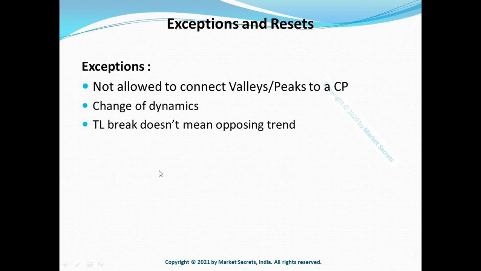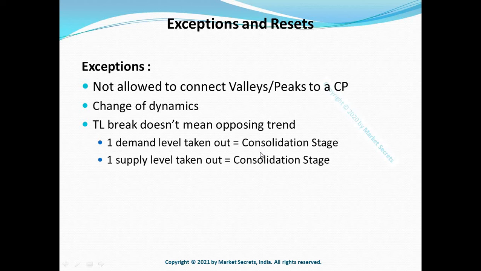When it comes to the market dynamics, we have lot of scenarios. Let's see it one by one. Number one, demand zone taken out. If that has happened, we are in consolidation stage. One supply zone taken out. Again, we are in consolidation phase. Two demand zones taken out. Then we immediately go into a downtrend.